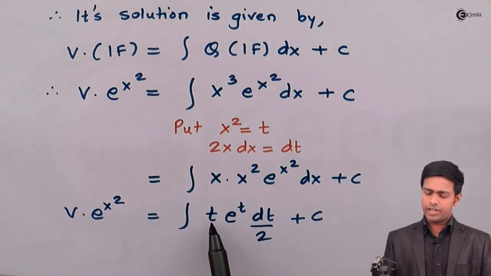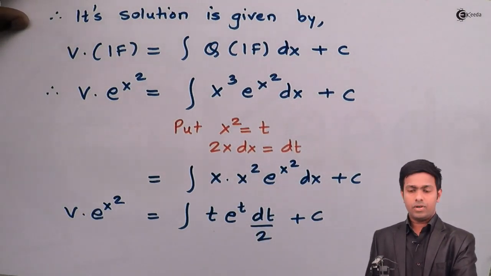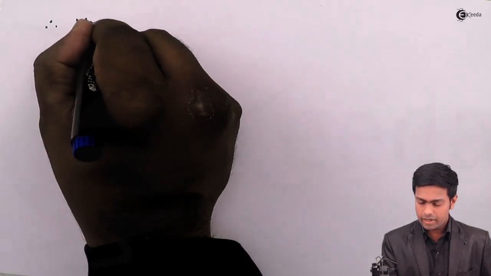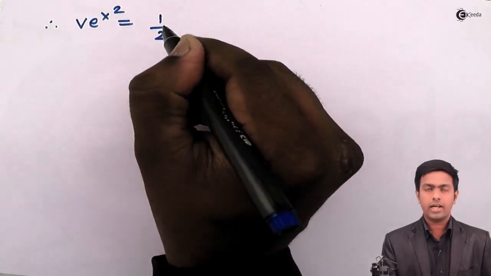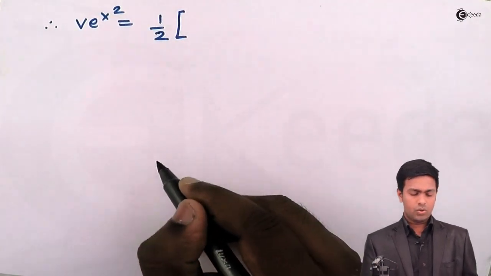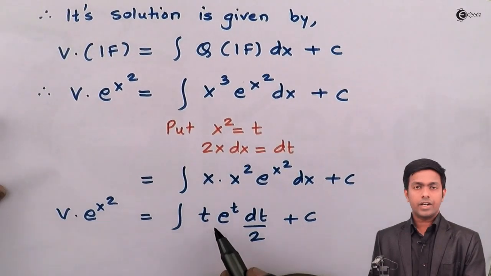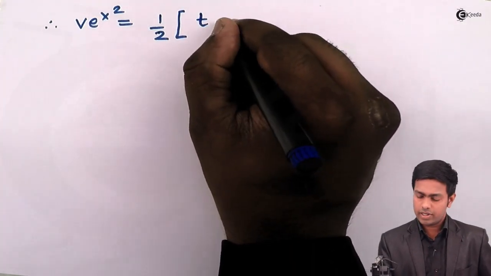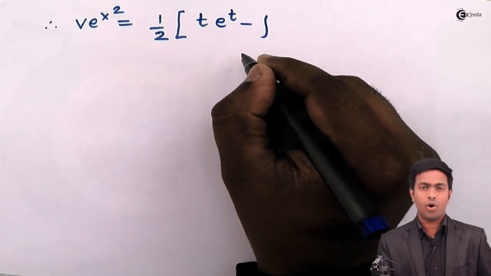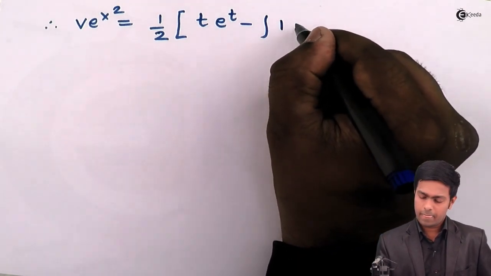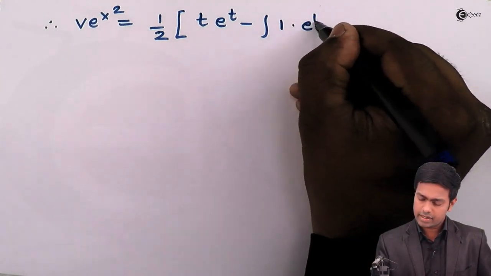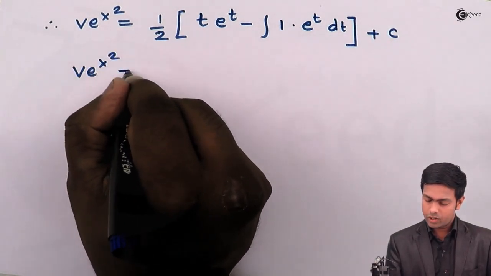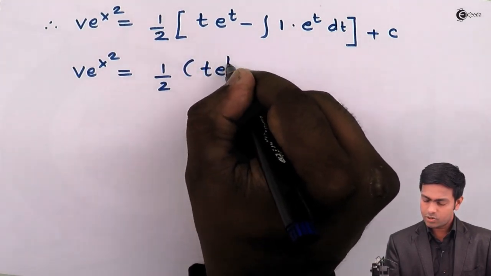Now to solve this t into e raised to t, we will use the ILATE rule or integration by parts. So 1 by 2 will come outside, so here I'll say therefore v e raised to x square, 1 by 2 outside, and now we'll apply the integration by parts. So here we have t into e raised to t, so by integration by parts we will get t, then integration of e raised to t, that is e raised to t, minus integration of derivative of t, which is 1, into integration of e raised to t, that is e raised to t dt plus c. So v e raised to x square equals 1 by 2 t e raised to t minus e raised to t plus c.